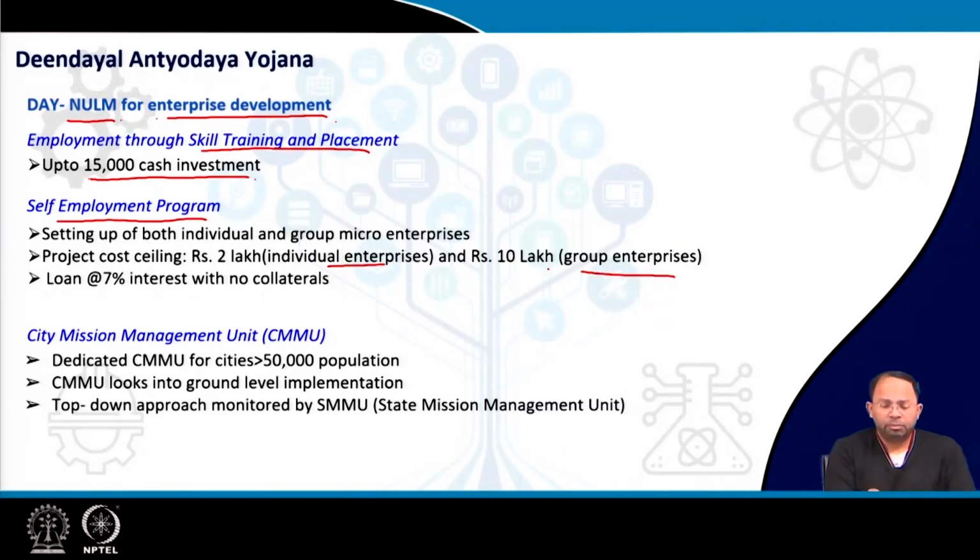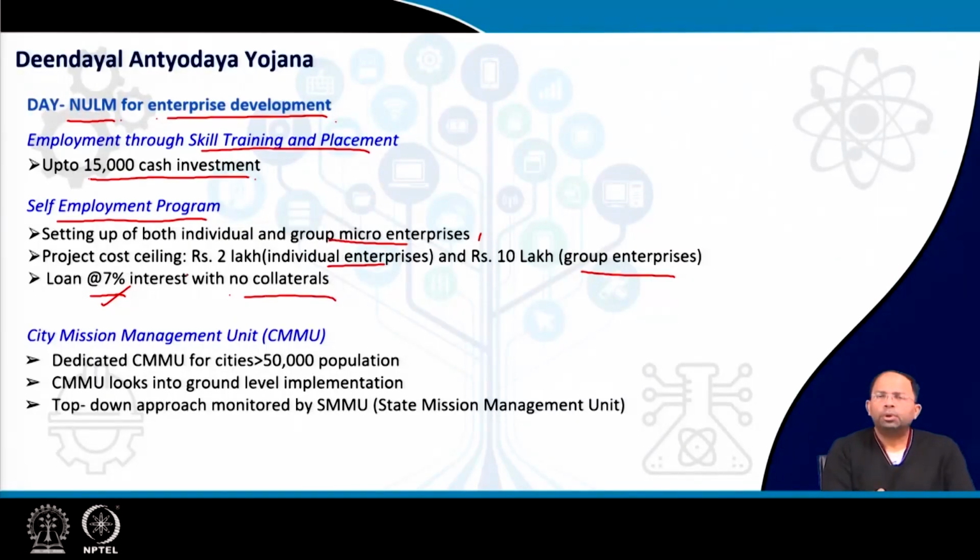And this helps in setting up both individual and micro enterprises, smaller companies. And the loan is at the rate of 7% interest, and there are no collaterals required. So usually poor people do not get loans because they cannot put anything in collateral. So this is a scheme which allows them to take a loan where they are supposed to return the money at a lower interest rate, but there will be no requirement of collaterals.